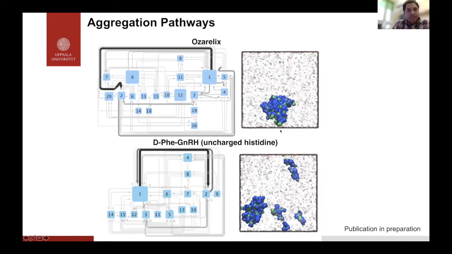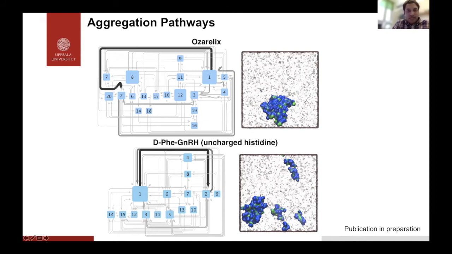We also performed the aggregation pathway analysis for both ozarelix and D-phenyl GnRH with uncharged histidine. The aggregation pathways for ozarelix and the final aggregation state are quite similar to cetrorelix, which has similar structural characteristics in terms of the amino acid residues. Then D-phenyl GnRH with uncharged histidine is kind of in between cetrorelix, ozarelix, and the D-phenyl GnRH with charged histidine. It forms quite large aggregates, but it does not bring all the molecules into one large aggregate. The maximum aggregate size here was about 15.